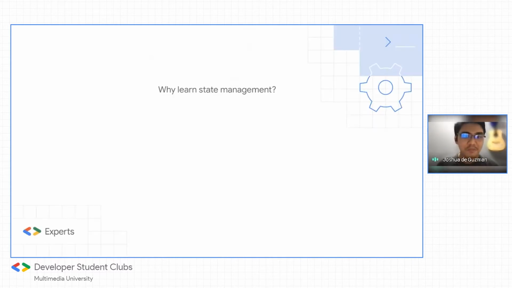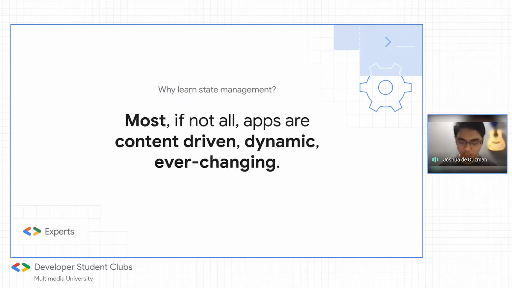And on top of all the things that we've learned, global state, state management, why should someone, especially you students, learn state management? Well, if you're already in the industry, most, if not all, of the apps are content driven, dynamic, and ever changing. Ever changing in a way that things can be improved, things can be replaced by the latest features that are available to the hardware or even to the software updates the user or device has.